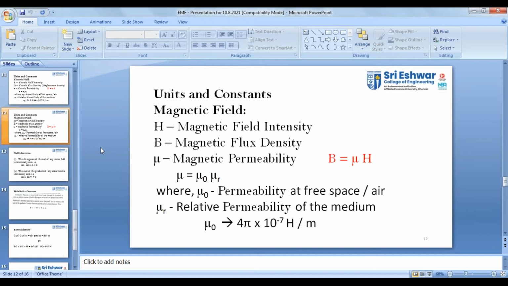In the same way, mu can be written as the product of mu naught and mu r, where mu naught is the permeability of free space, vacuum or air, whose value is 4 pi into 10 to the power minus 7 Henry per meter, and mu r is the relative permeability of the medium. So there it is permittivity, and here we call it permeability. That is the actual difference.